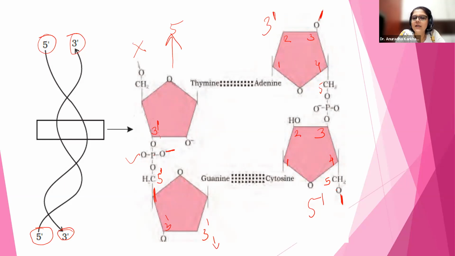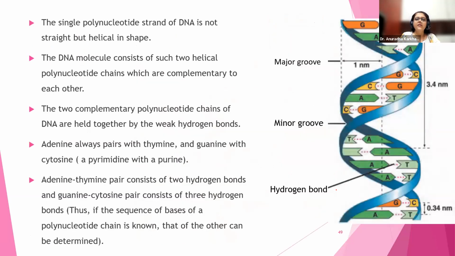Any difficulty in understanding any point, please let me know. All okay? Great. The single polynucleotide strand of DNA is not straight, but it is helical. What do you mean by helical? It's going to be in a twisted form, the way you can see it over here now. So it's going to be helical, and it's not going to be a straight stacked one.